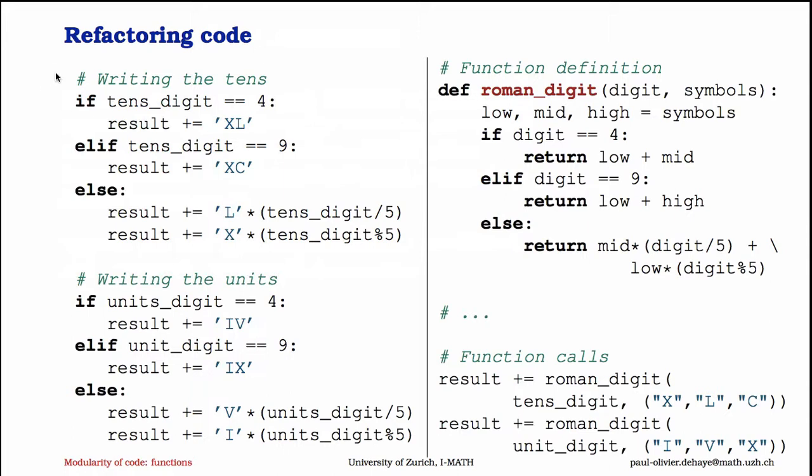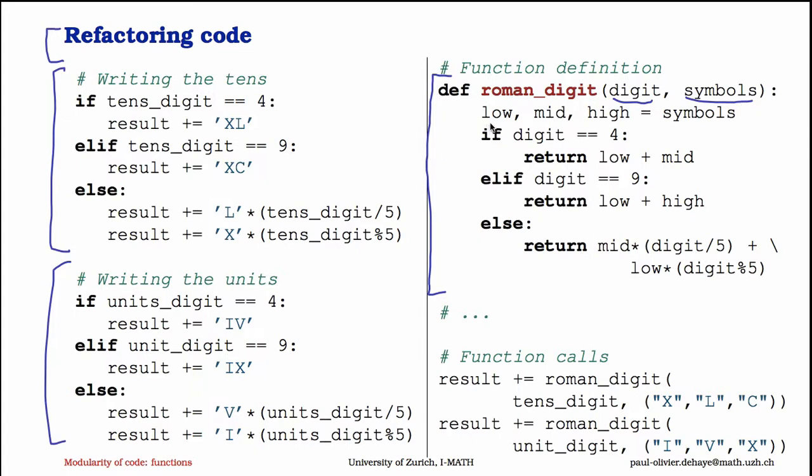This is, again, the example with the Roman numerals. So we have the units, we have the tens, and for lack of space, the hundreds are ignored. And here on the right, I have the same program, in the sense of the same functionality, but packaged differently. I'll define a function called roman_digit. It handles one Roman digit at a time, and takes as arguments a digit and some tuple of symbols.